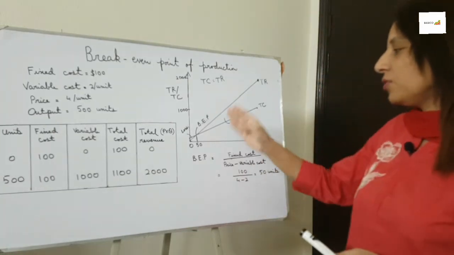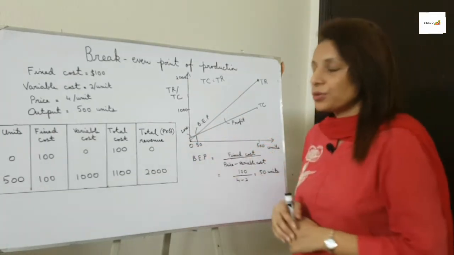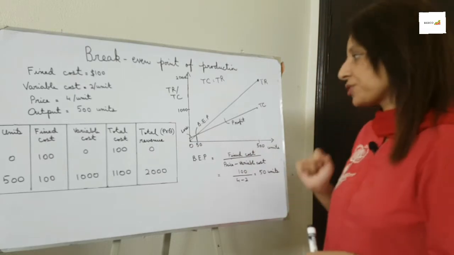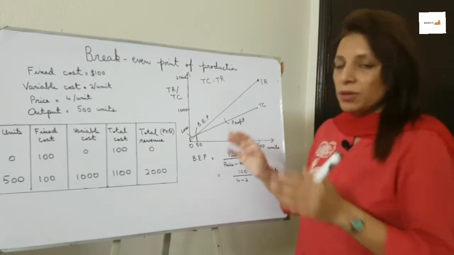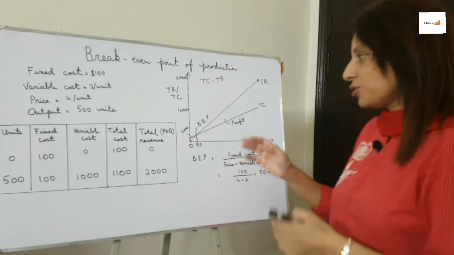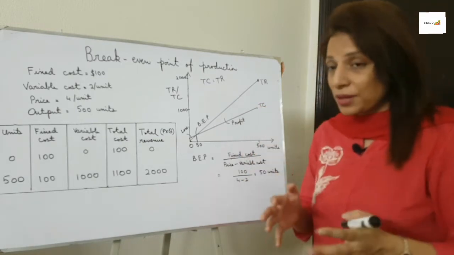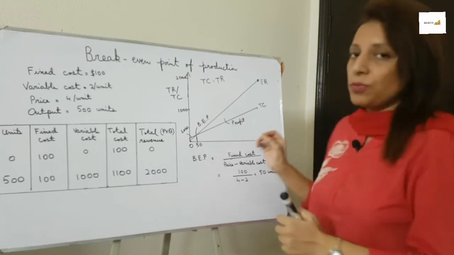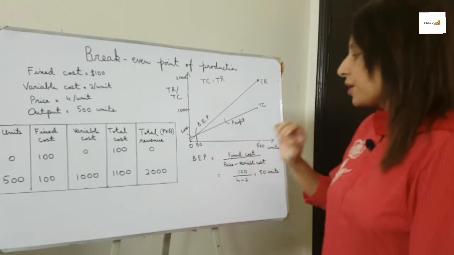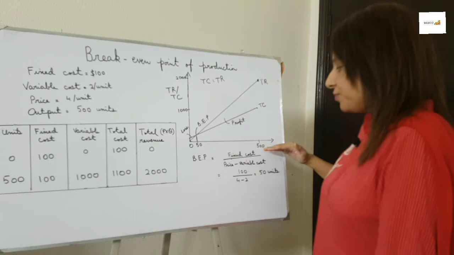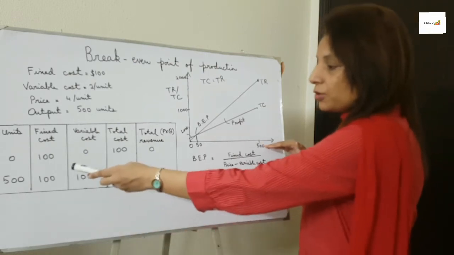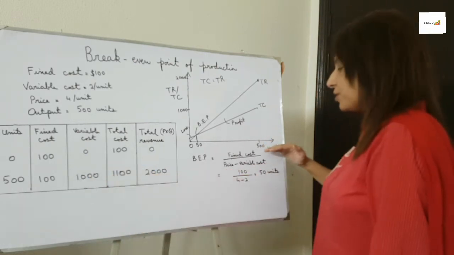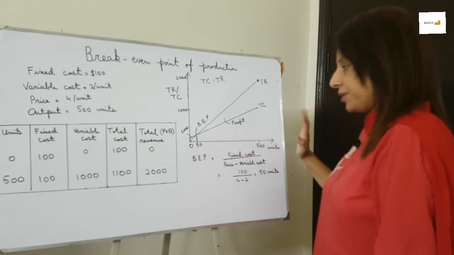Now let's see how we can draw a graph using this information to calculate the break-even point of production. When you are making any graph for any subject, it should be accurate, clear and big so that examiners can easily see what you have plotted and they can give you marks. On this axis, I have taken units. My maximum number of units is 500, so I have taken 0 and 500.